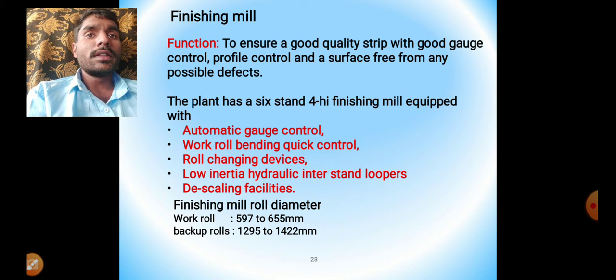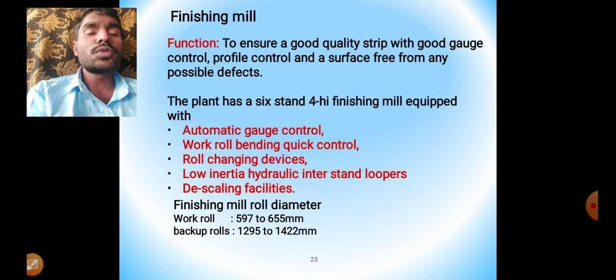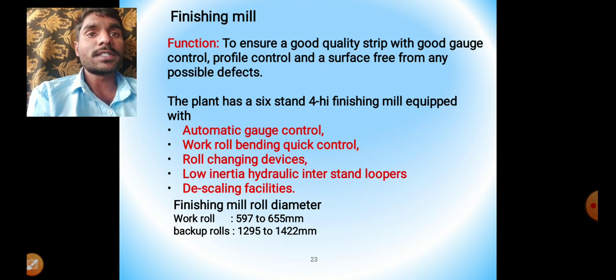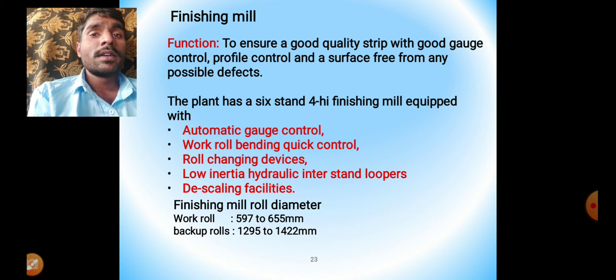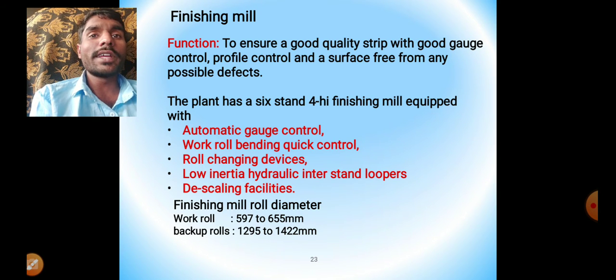Next, entering the finishing mill, the function is to ensure good quality of the strip, good gauge control, profile control, and a surface free from any possible defects. The plant has six stands of 4-high finishing mills equipped with automatic gauge control, automatic bending, roll bending, quick roll change device, low inertia hydraulic interstand loopers, and descaling facilities.